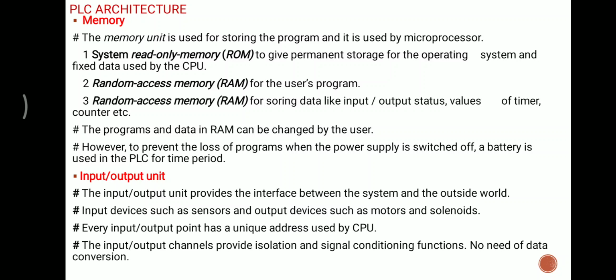Beyond the program storing, we have to store some input output values or input output status, which we get from the sensors or the output elements like solenoid or motors. We have to store that into the PLC. So that will be stored into this random access memory. So these are the 3 types of memory.